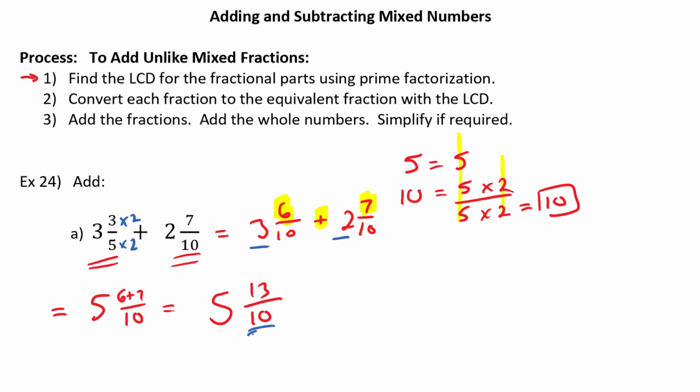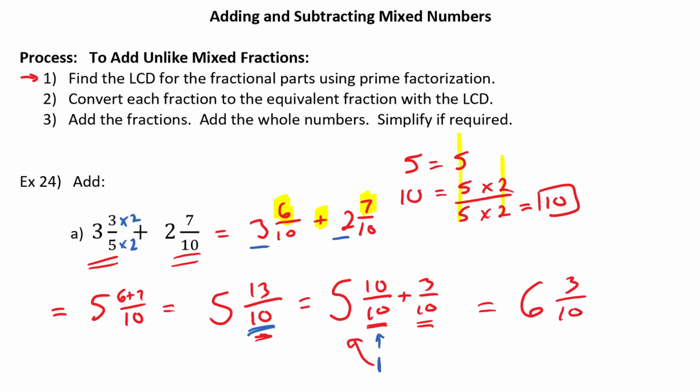Now notice, this is an improper fraction. We have a numerator that's larger than the denominator. So what we can do is break that up. This is an extra step. I can break this up into 10 over 10 plus 3 over 10. This is equal to 13 over 10. And notice what 10 over 10 is equal to. 10 over 10 is 1 whole. So I can just add that 1 to the whole number. This gives me 6 and 3 over 10. Ask yourself, can I simplify that fraction anymore? I cannot. This is the final answer.